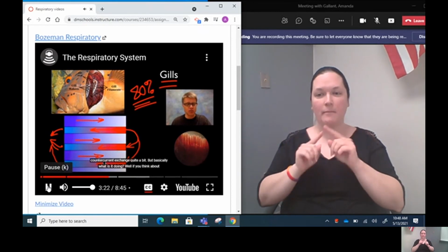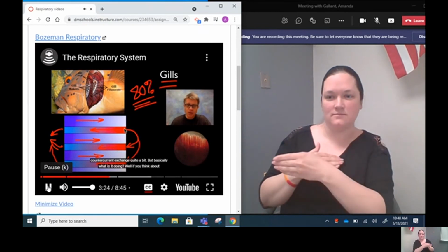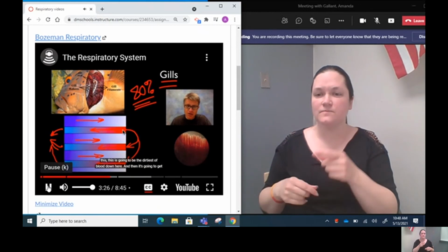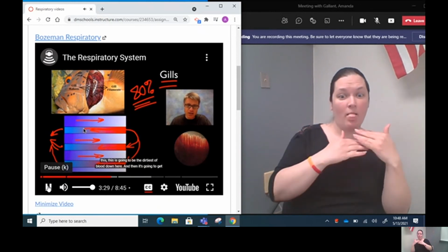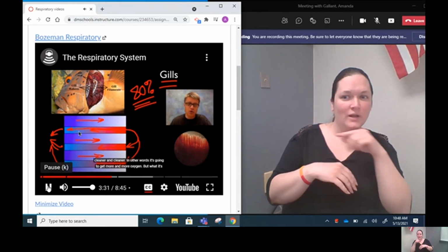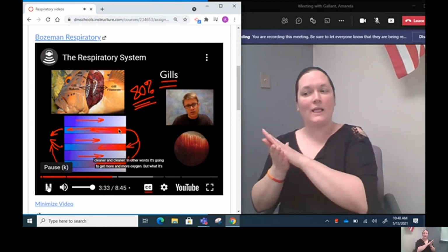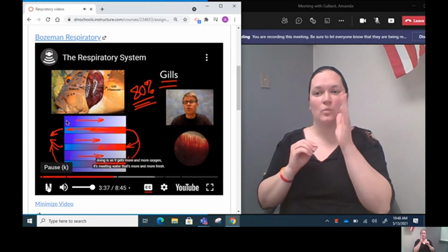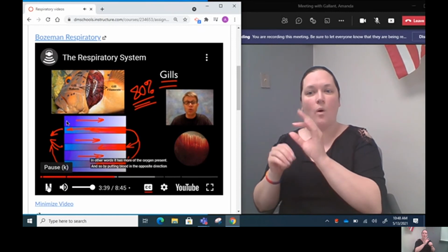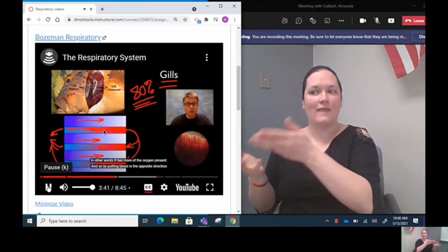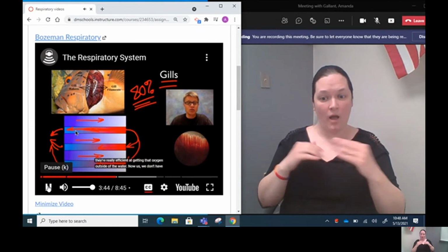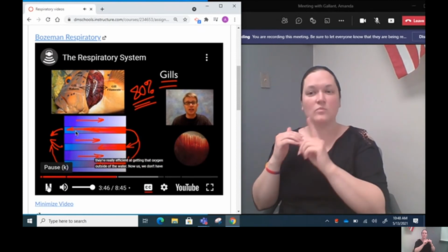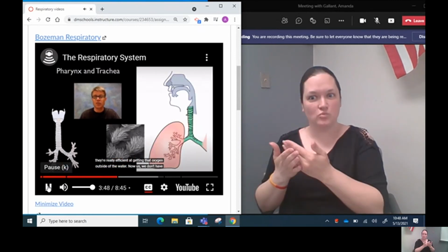Engineers use countercurrent exchange quite a bit, but basically what is it doing? Well, if you think about it, this is going to be the dirtiest blood down here, and then it's going to get cleaner and cleaner. In other words, it's going to get more and more oxygen. But as it gets more and more oxygen, it's meeting water that's more and more fresh, or in other words, has more of the oxygen present. And so by putting blood in the opposite direction, they're really efficient at getting that oxygen out of the water.